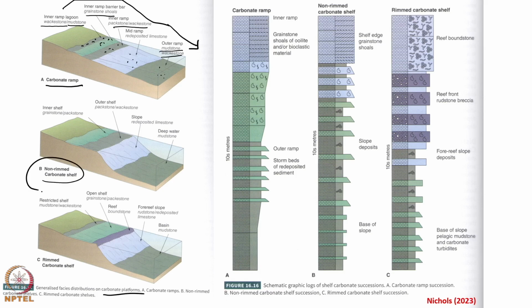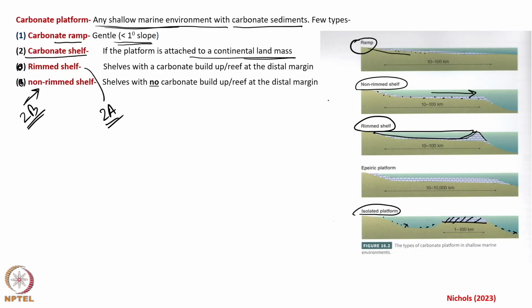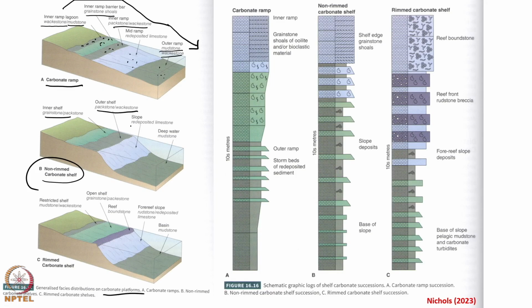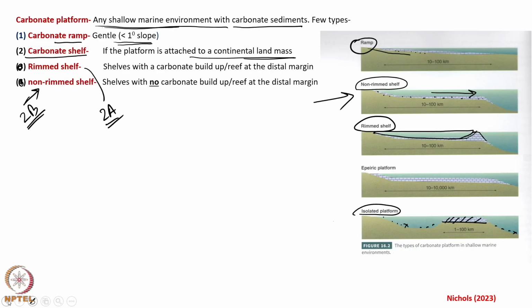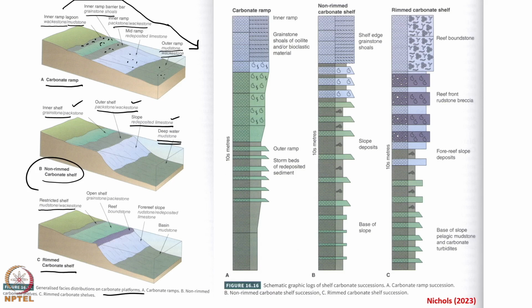Here is the example of a non-rimmed carbonate shelf. The different rock types, different varieties of limestones, are presented and the deep water is mudstone. In the case of a rimmed carbonate shelf, there is mudstone, wackestone, followed by grainstone, packstone, followed by reef boundstone, and then the rudstone, redeposited limestone, and finally the mudstone deposits are found as one goes from shallower water to the deeper water. How will the successions look?